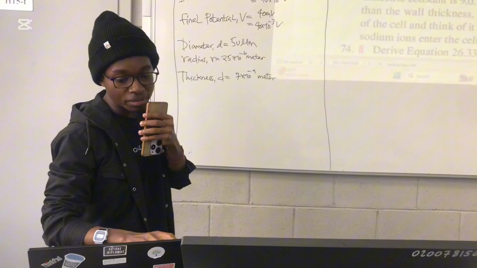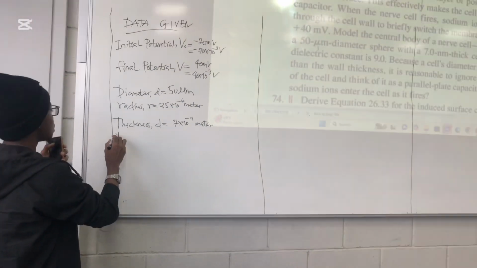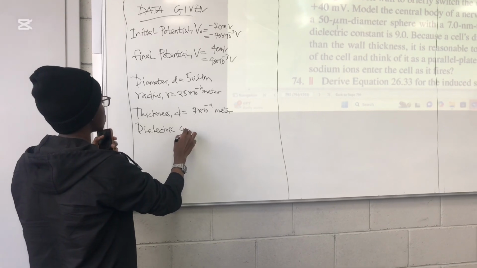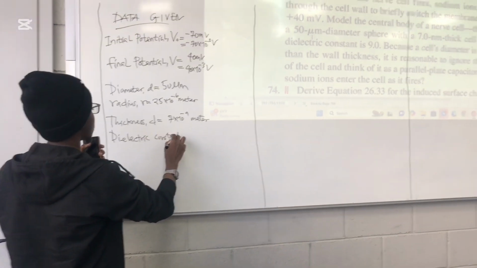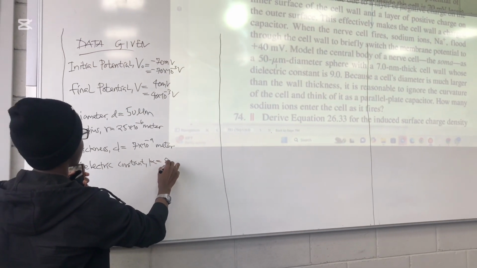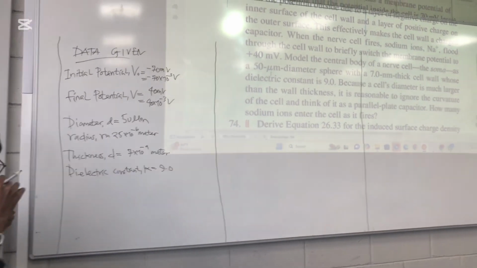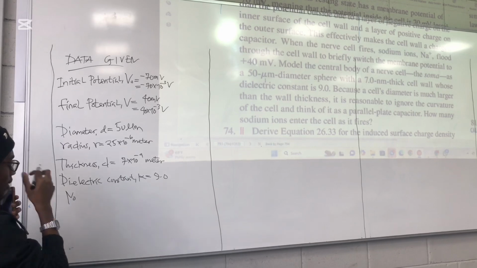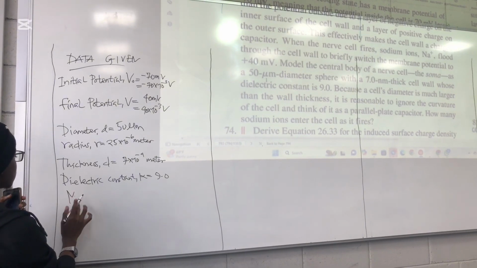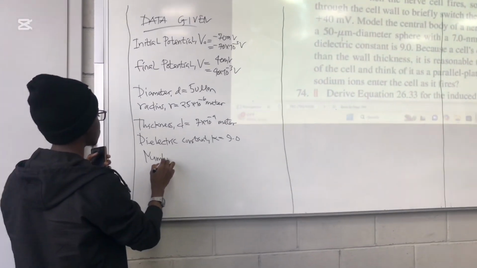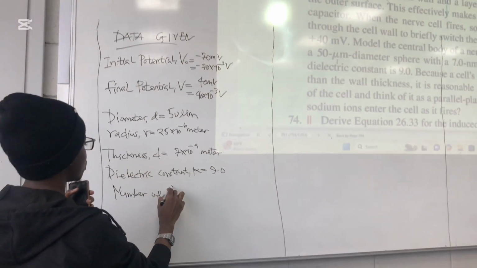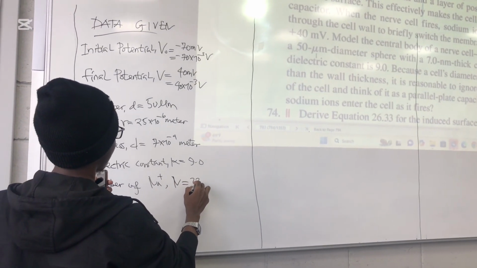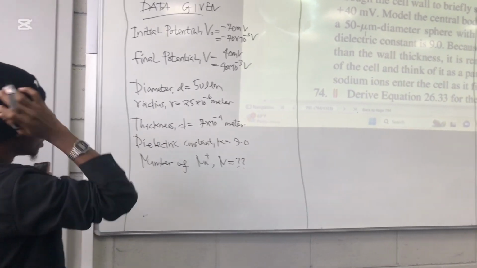Also, you have been given the dielectric constant K, which is equal to 9.0. So these are the main data for the question, and the question wants us to find the number of sodium ions that will enter the cell. We can call this E. So we need to find E.